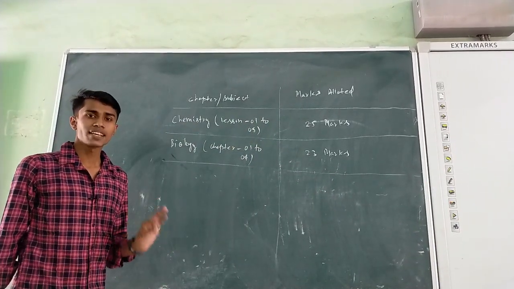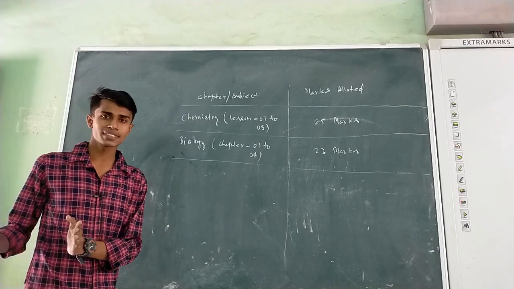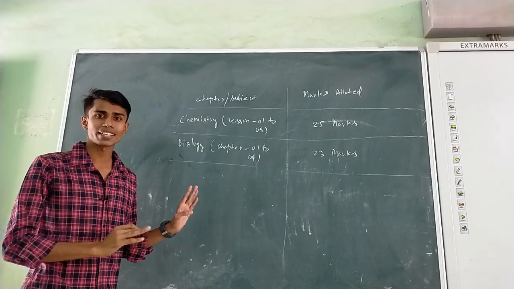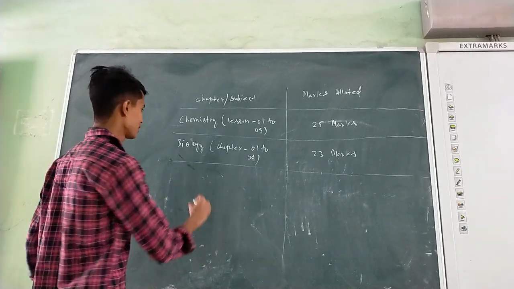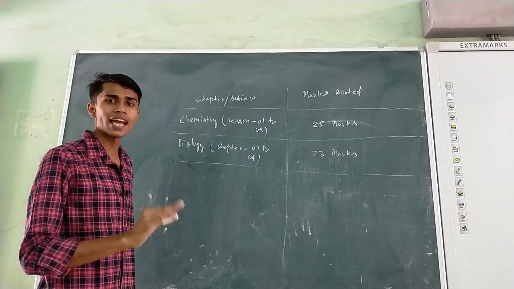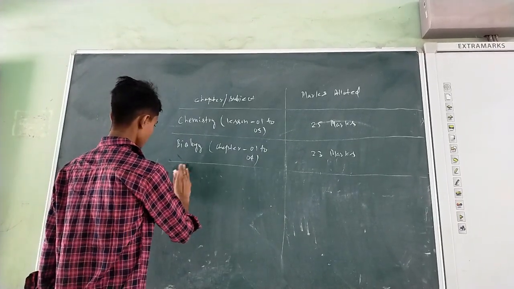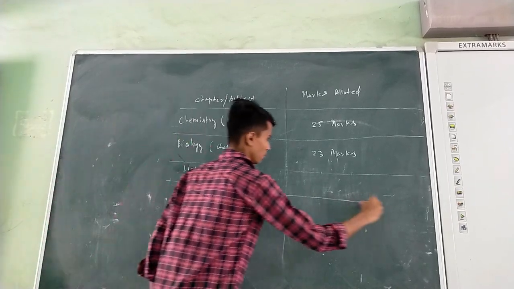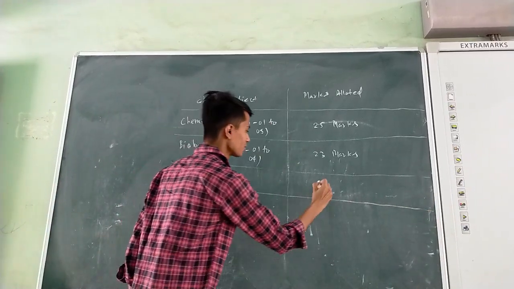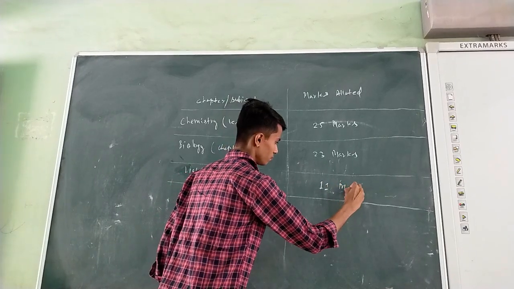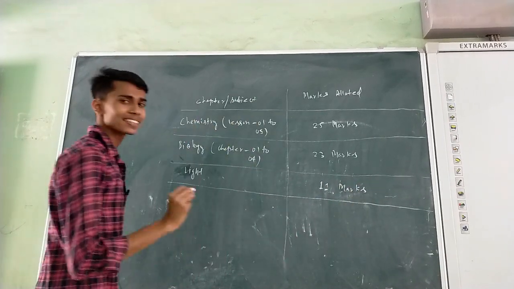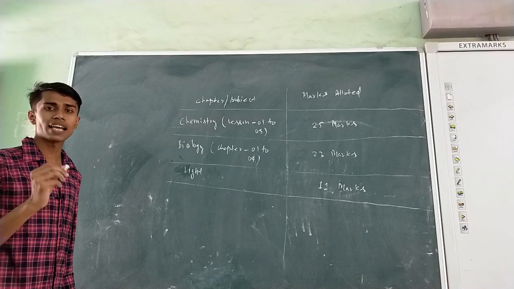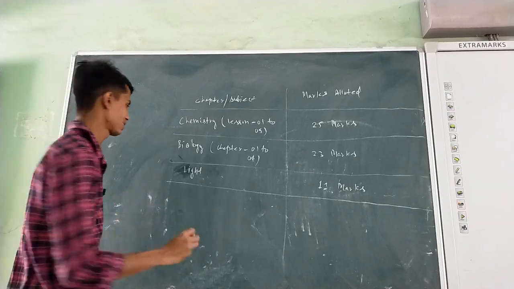In physics, the syllabus has been divided into optics as well as electrical and magnetic physics. The whole optics, reflection, refraction and human eye, include 11 marks questions in board. And electricity and magnetism, chapter number 1 and chapter number 2 contain 13 marks.